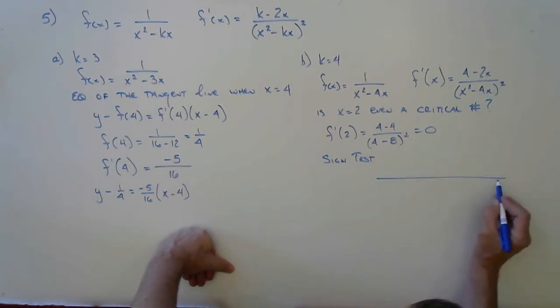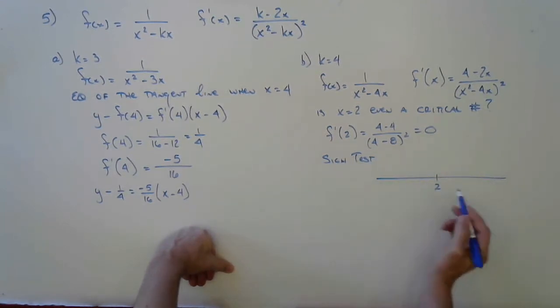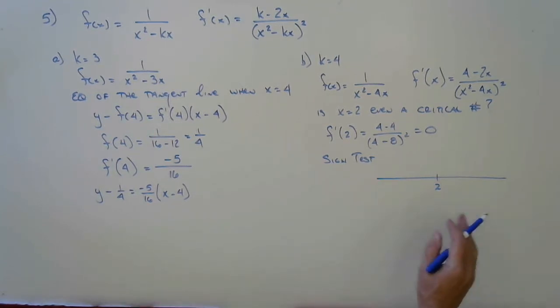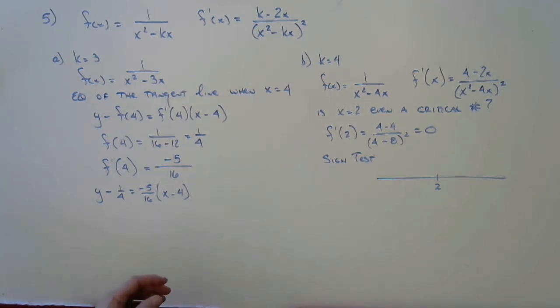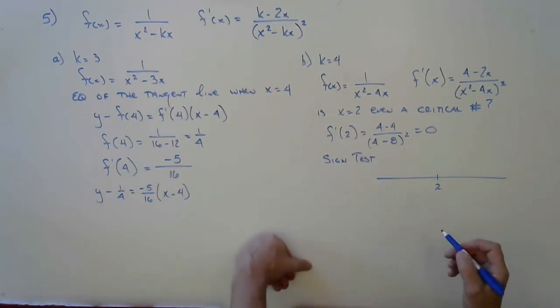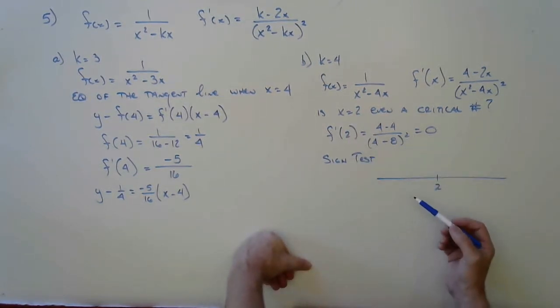Our critical number is 2. We're going to pick a value on both sides of 2 and see what happens. That's how we're going to determine this, right? What happens at 2? Does the derivative of this function change signs? If it does, how does it change signs? Well, we're already plugging in x is 2. So let's plug in x is 1, see what happens, right?